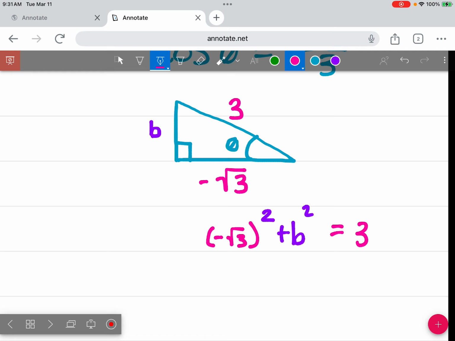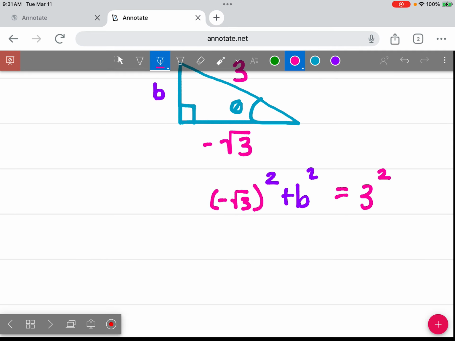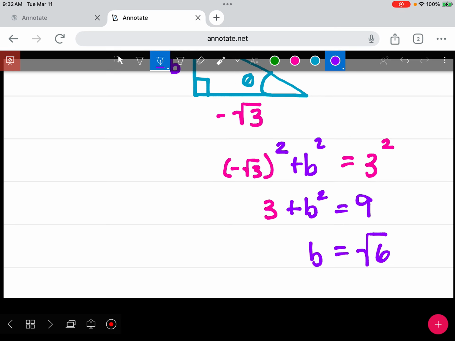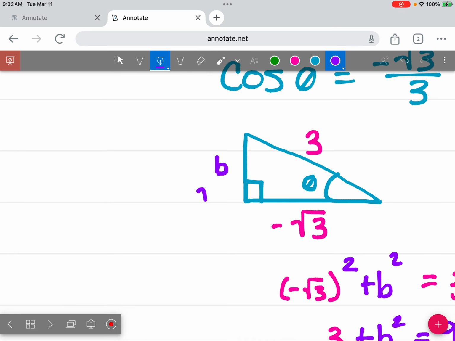Should equal our 3 squared. So that means we're going to have 3 plus b squared equals 9, which means our b is going to be the square root of 6. So this guy is square root of 6. Since we are in quadrant 2, that is going to be positive. My y values are positive.